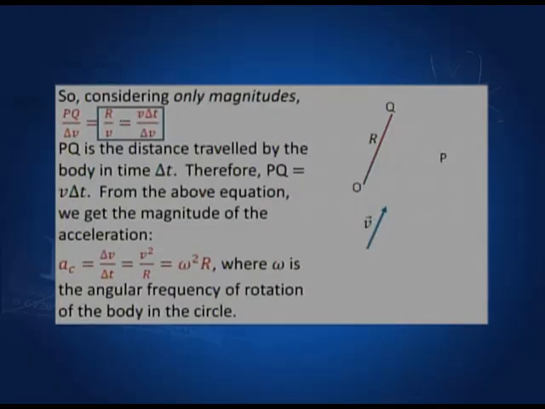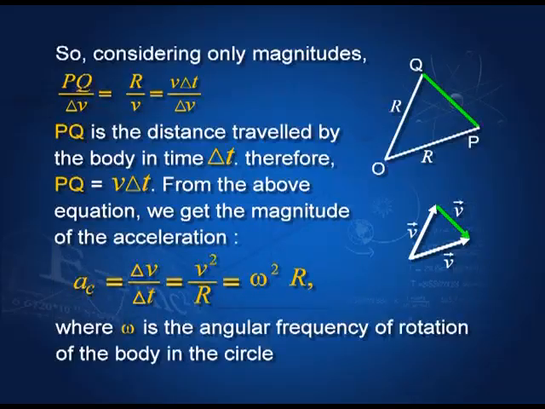If they are similar, then r by v must be equal to v delta t by delta v, where this is v delta t, and this is delta v. So, r by v must be equal to delta v by the length QP, which is v delta t. So, this is the formula for similar triangles, and from this we can easily find delta v by delta t.